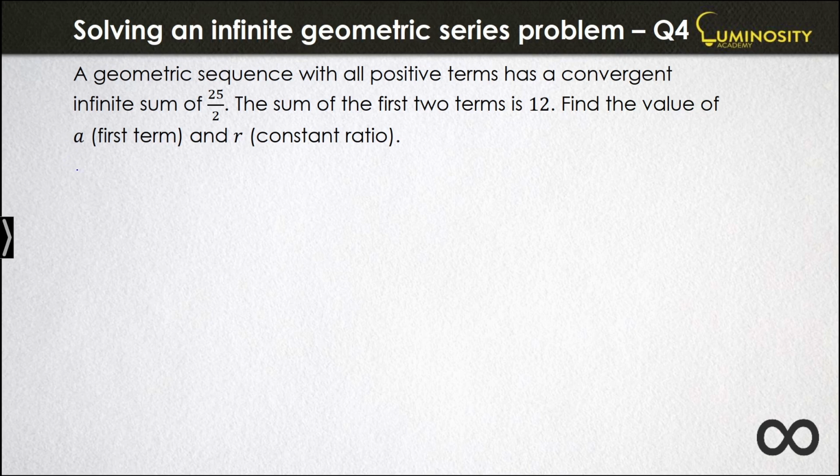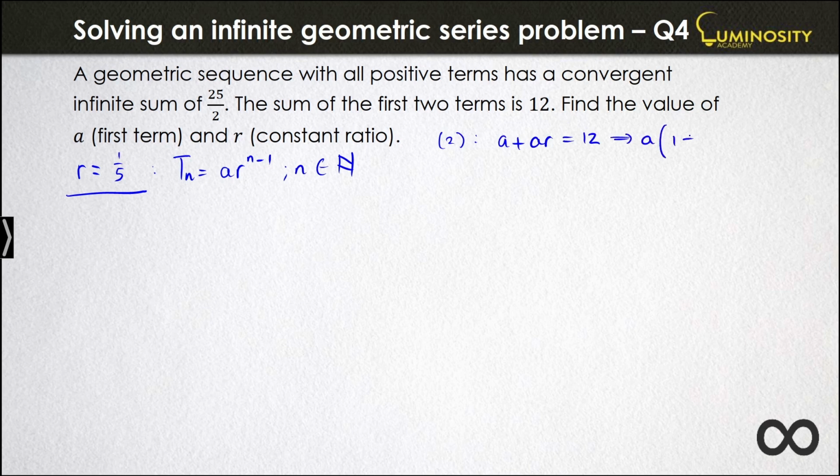So what did we find? We found that r is either 1/5 or negative 1/5. Let's have a look at when r is 1/5. So recall that your sequence Tn is a times r to the n minus 1. We didn't find a yet, but we can now. From that equation, let's call it equation 2, that we worked out, it was a plus ar equals 12. I'm going to plug in r equals 1/5 here. So first I'm going to factor out a and then rewrite that equation.